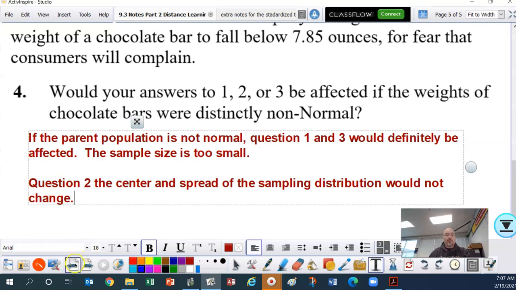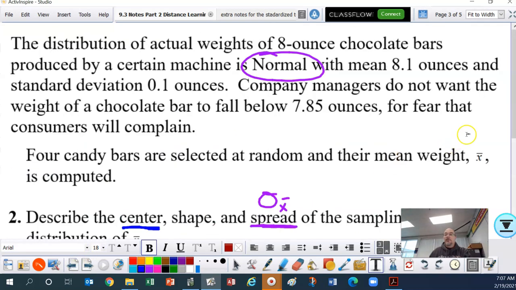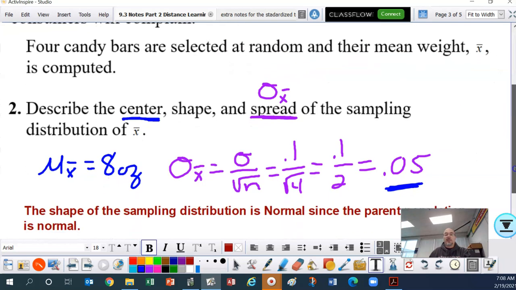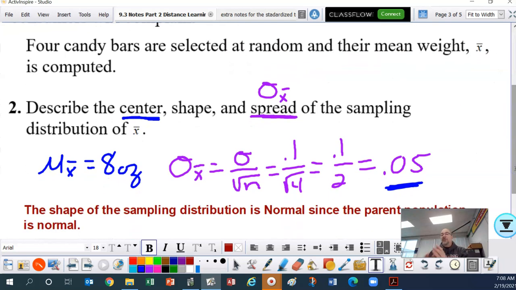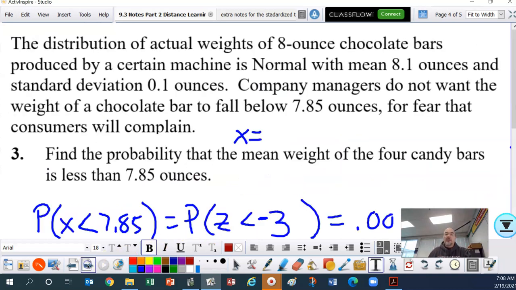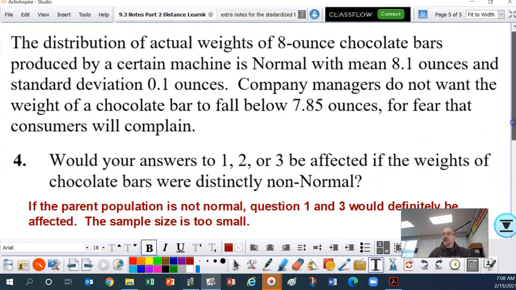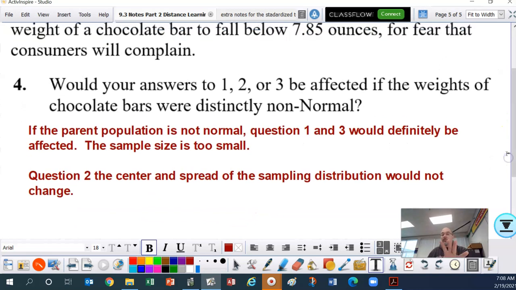So let me back up real quick. The mean is still going to be 8 ounces. And the spread, the standard deviation, is still going to be 0.05. So just because the population is not normal, the center and the spread of the sampling distribution would not change. Okay, they're not going to change.